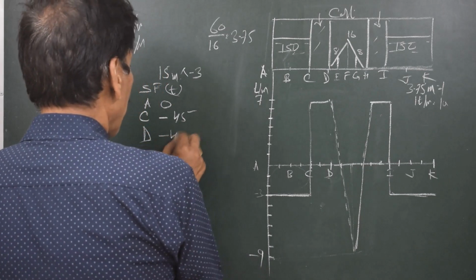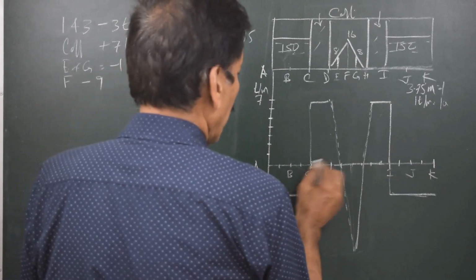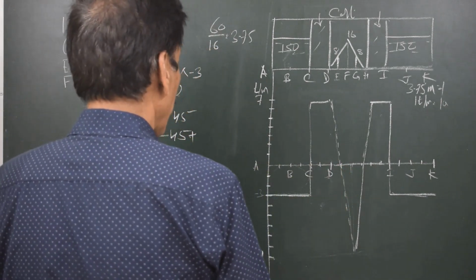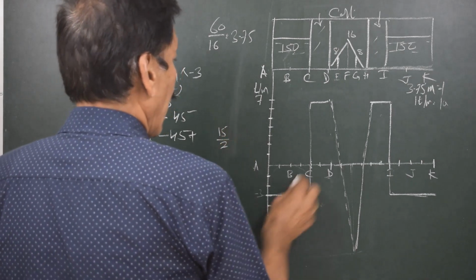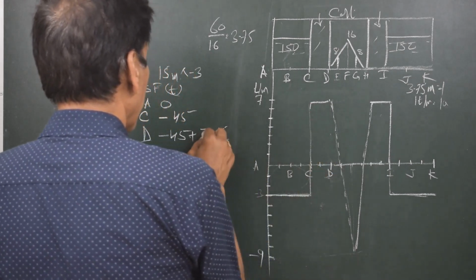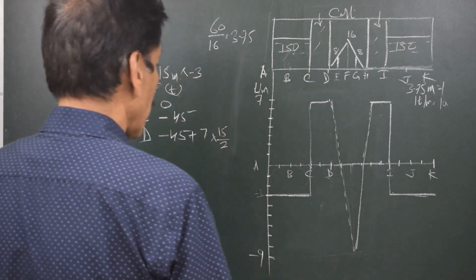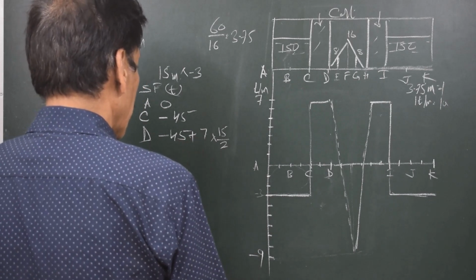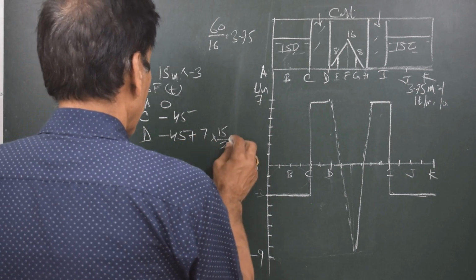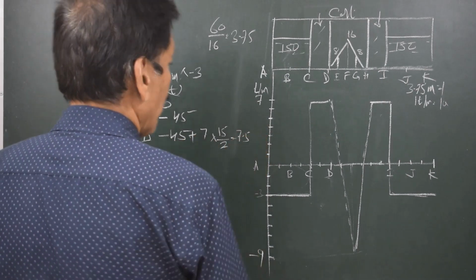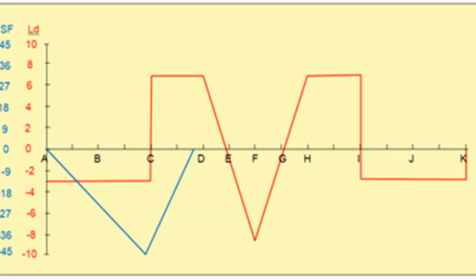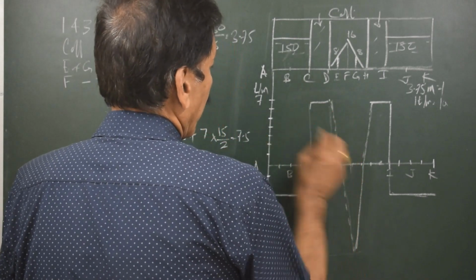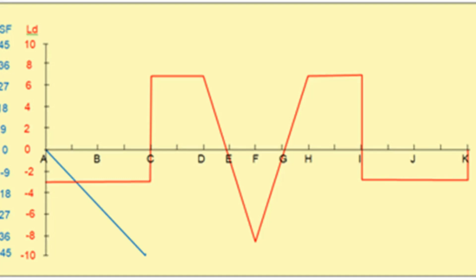Now what is the value at D? So it is -45 plus, now from C to D the distance is 7.5 meters, right? That is 15 by 2, and this height is 7. So 105 divided by 2, that is 52.5. 52.5 minus 45, right? That is 7.5. So you have 7.5 as the shear force value at D, right? But we also must find out what is the area of this triangle. Let us find out what is the area of this triangle.